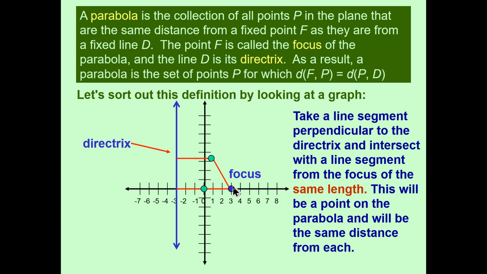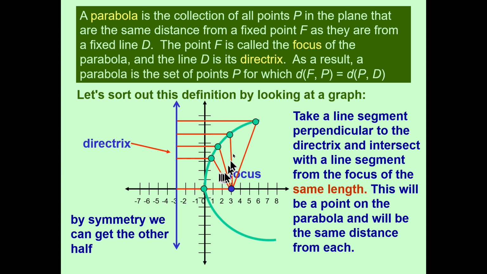Another one: the distance from the focus to a point on the parabola is the same as the distance from the point on the parabola to the directrix right here. And we have another point, and another point, and another point. So it gives us half a parabola there, and by symmetry, we can get the other half down here.